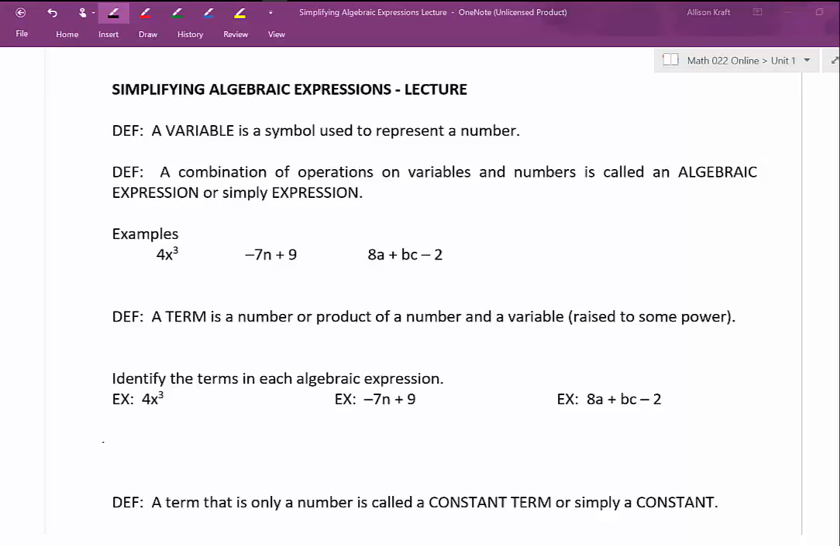A term is a number or a product of a number and variable raised to some power. Terms are separated by addition or subtraction. Let's identify the terms in each of the following algebraic expressions. 4x to the third. Since there is not an addition or subtraction symbol, there is only one term.